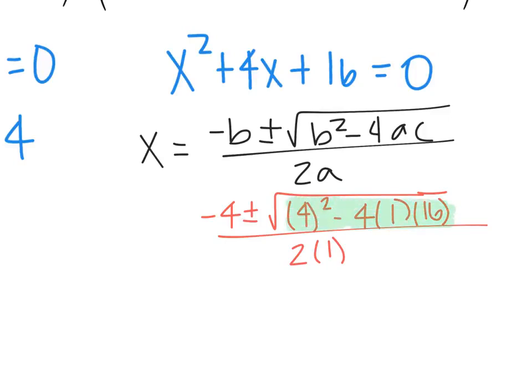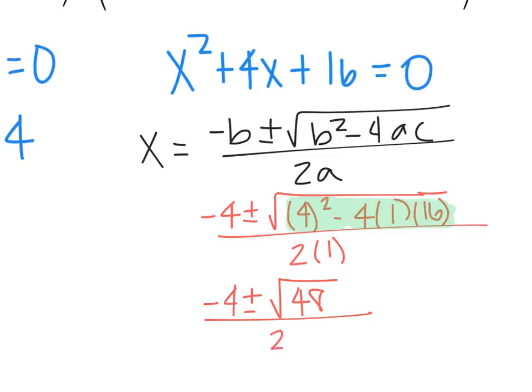Okay, so we work out the discriminant first. What does that give us? Not the square root part, just the part underneath it. 4 squared minus 4 times 1 times 16. Negative 48. So now my problem says negative 4 plus or minus the square root of 48 divided by 2.